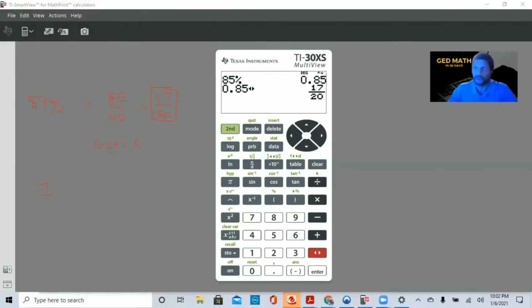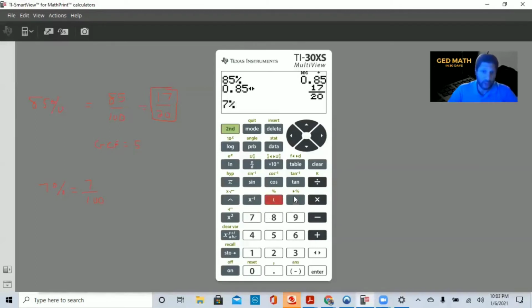So if we got 7%, oops, 7%, the fraction would be 7 over 100. Percent means, per means out of. If you see the word per, it implies division. So 7%, 7 divided by 100, or 7 out of 100. Let's try it. 7%, so 7.